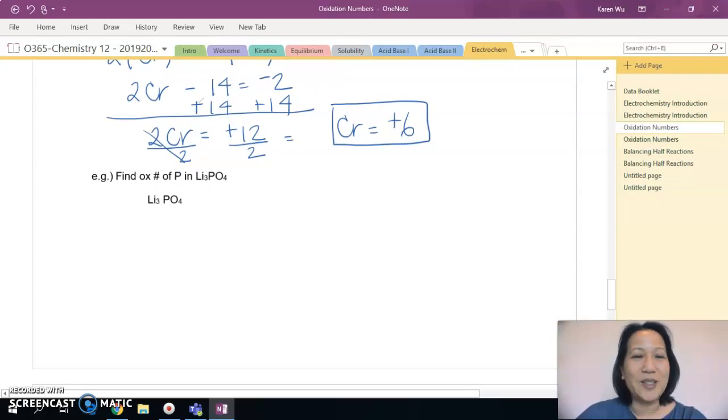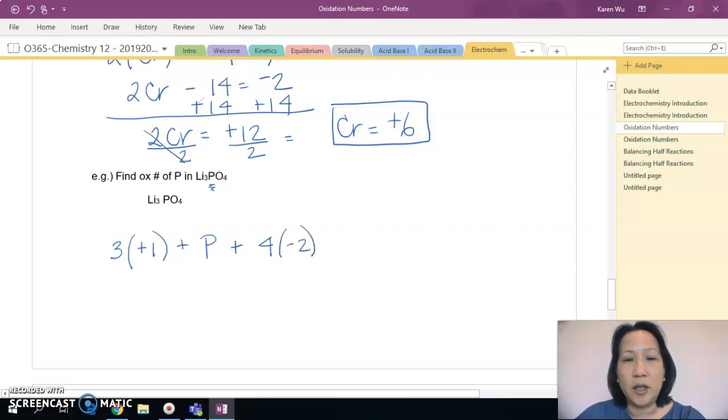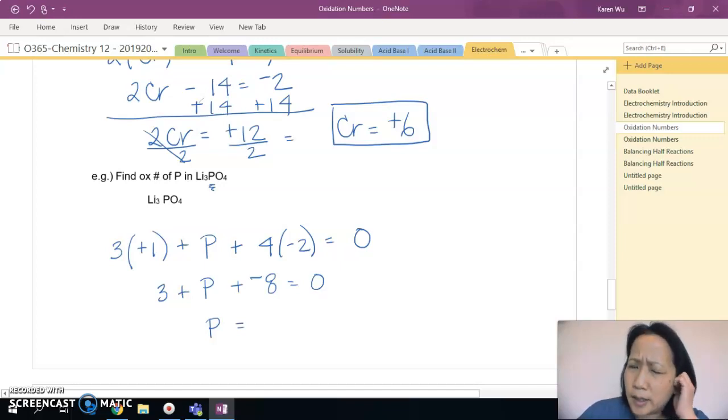So what do they want us to do now? Let's find the oxidation number of just the phosphorus. Okay. And this overall group is neutral. So 3 of the lithium. Lithium is coming from the first column of the periodic table. So there are plus 1. Whatever the phosphorus is, 4 of the oxygen, each at negative 2, and the whole thing comes to 0. So here's a 3, and a phosphorus, and a negative 8 is equal to 0. So phosphorus is plus 5?